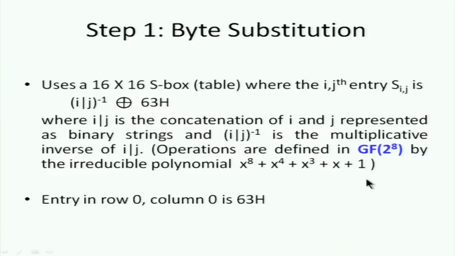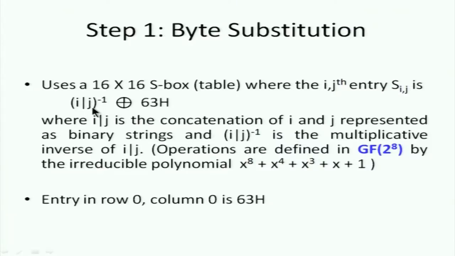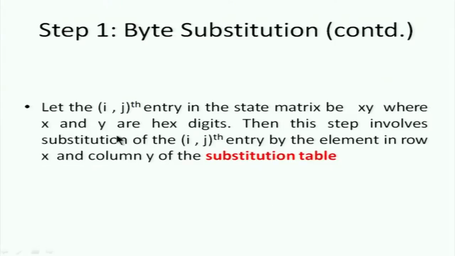So we're talking about a field, and for those of you who are familiar with fields, this is the kind of field we are talking about, GF(2^8), which has 2^8 elements, that is 256 elements. Each element is a string of length 8 bits. So this is how you would represent a binary field. And if you take the ith row, jth column, the corresponding entry of this S box is this thing. Just concatenate the two things, take the inverse of that modulo the irreducible polynomial, and exclusive OR with the bit string 63, that is 0110 0011.